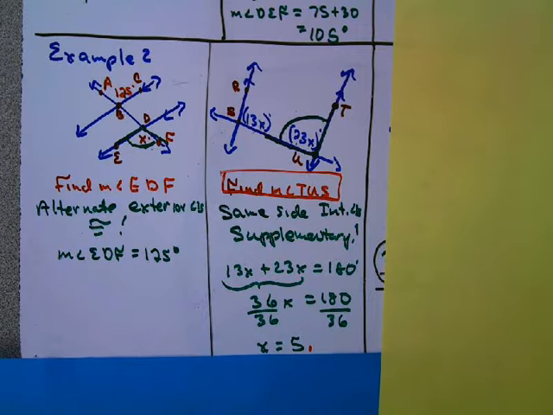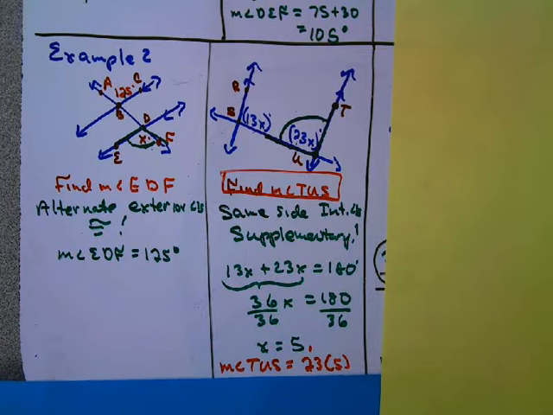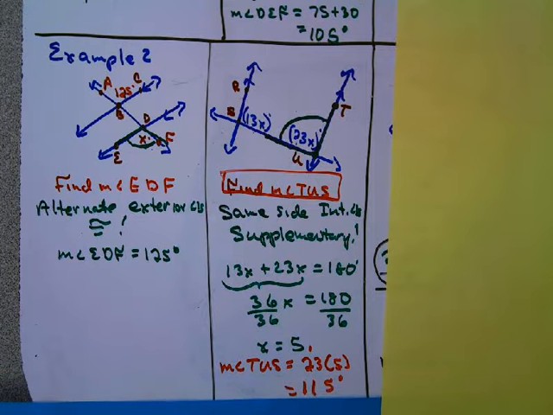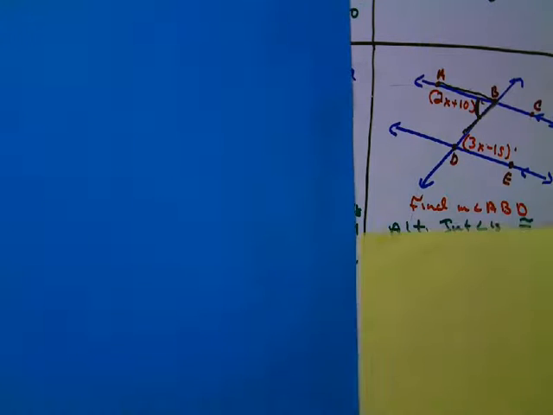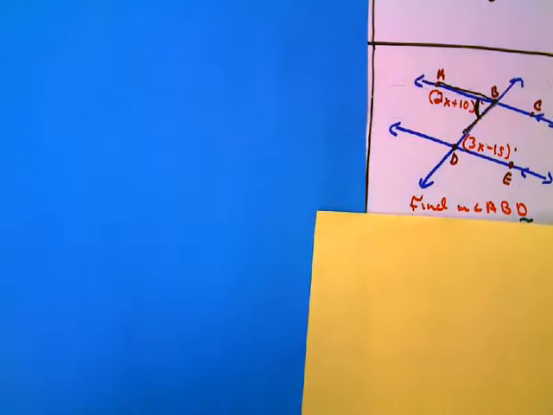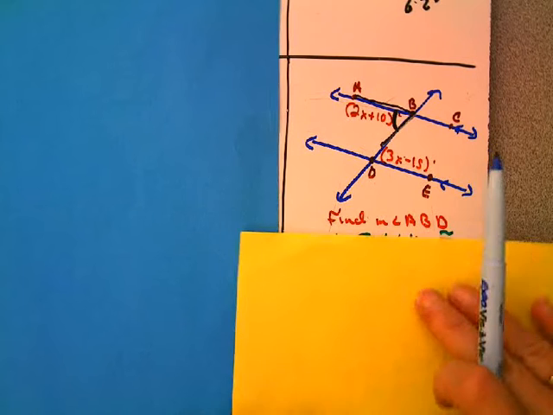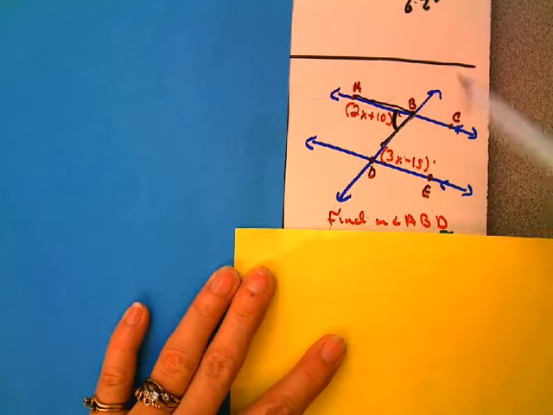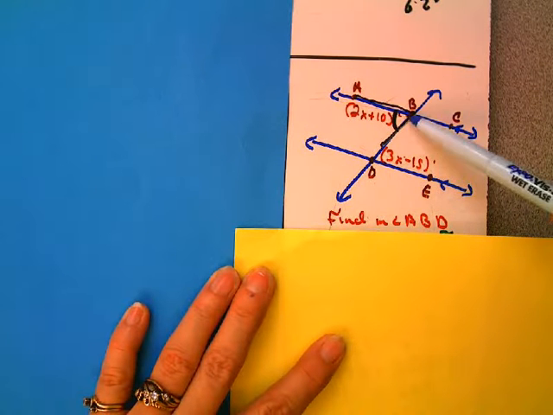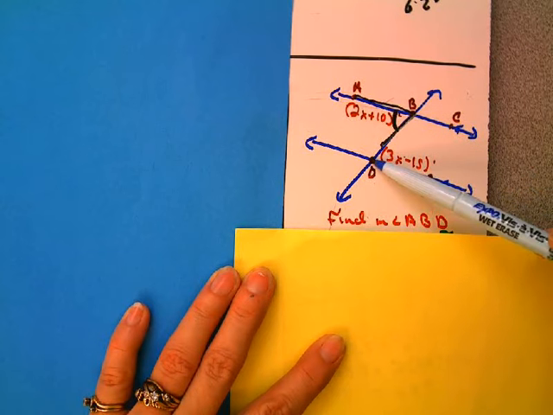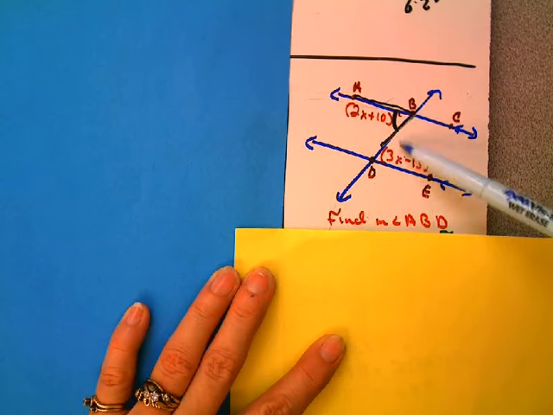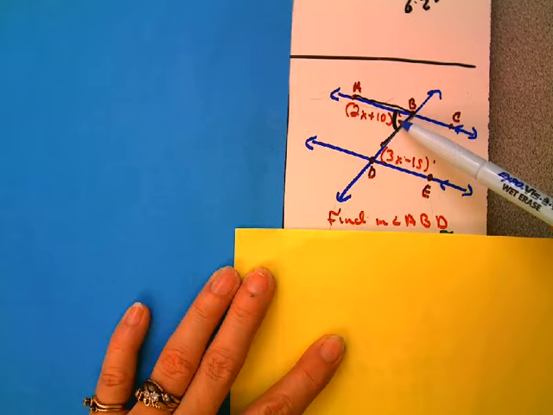And this last one, let's say we want to find the measure of angle ABD, and we look at what we're given, and I see that they're both inside the parallel lines. I want A to B to D, inside the parallel lines, but on opposite sides of the transversal. So alternate interior angles, and those are congruent angles. So I can set this expression equal to this one. 2x plus 10 equals 3x minus 15. I want all the x's on the same side, and 2x is smaller, so I'm going to take 2x away from both sides.